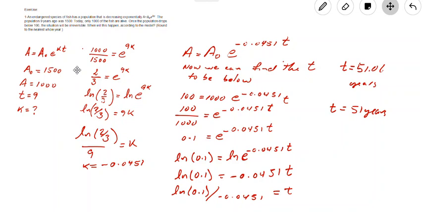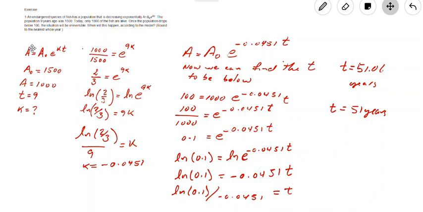They say that the population 9 years ago was 1,500. They say that today only 1,000 of the fish are alive. So they say once the population drops below 100, the situation will be irreversible. So when will this happen according to the model? They say round to the nearest whole number.